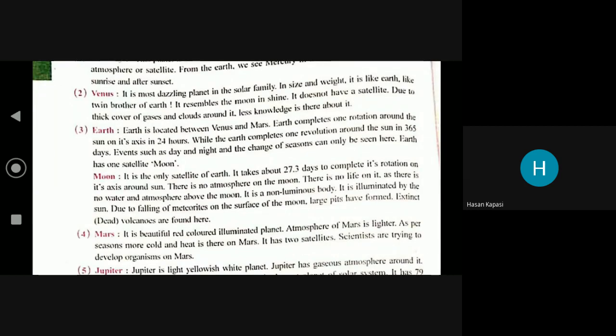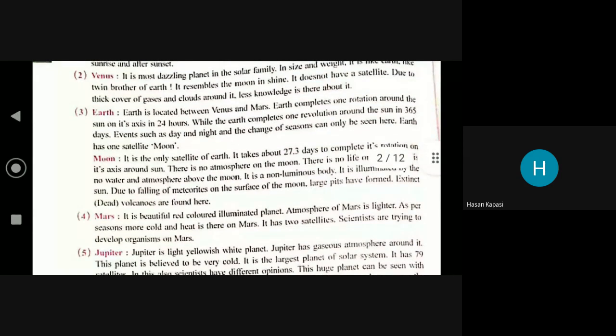Third, Earth. Earth is located between Venus and Mars. Earth completes one rotation on its axis in 24 hours, while the Earth completes one revolution around the Sun in 365 days. Events such as day and night and the change of seasons can only be seen here. Earth has one satellite, the Moon. It is the only satellite of Earth.